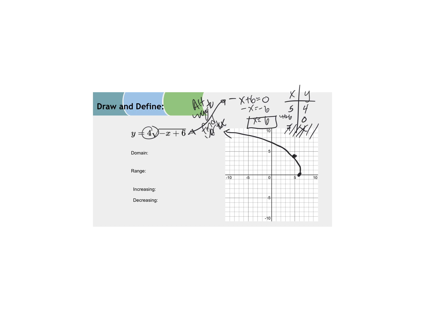So my domain is different because, again, domain goes from the leftmost part of the graph to the rightmost part. But the graph is going from the left-hand side. So my domain would be -infinity. And the rightmost side would be 6 in this case. The lowest y value this graph goes is 0, but it goes up to infinity.